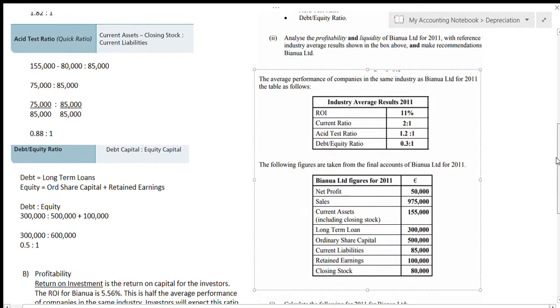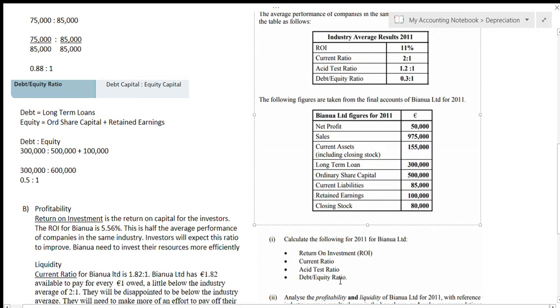Last part for the first part: debt to equity ratio. So what is debt? What is equity? There's no specific indication as to what the numbers are here. But debt is my long-term loans. It's the money you owe, long-term debt, 300 grand. The equity is the ordinary share capital and retained earnings. I went through this in our notes copy for our formula, what equity was and what debt was. So equity is our ordinary share capital and our retained earnings, 500 and 100 grand. So debt is 300,000, and equity, the two of them together, adds up to 600,000. Quite simply, 300,000 divided by 600,000.